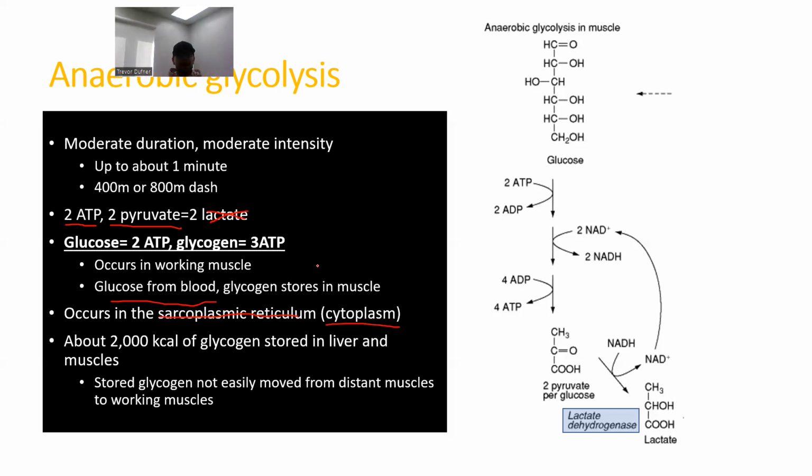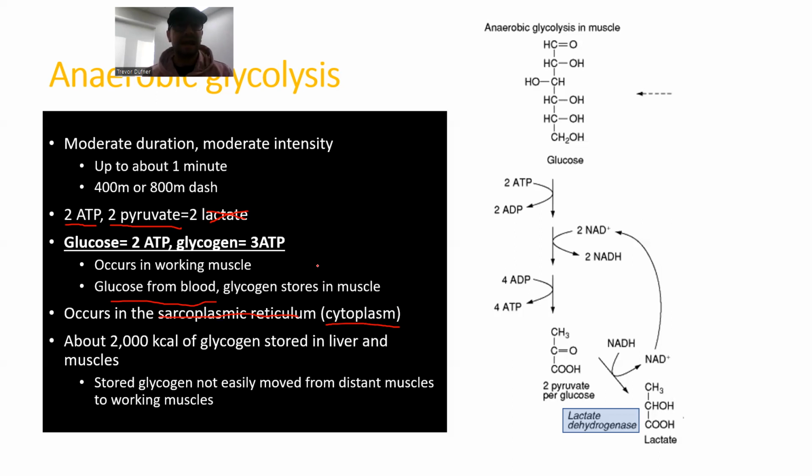And about 2,000 kilocalories of glycogen are stored in the liver and the muscles, and stored glycogen is not easily moved from distant muscle to working muscles. So let's say you're working your legs, what you have to rely on is the stored glycogen within your legs. Let's say you're doing leg extensions to make it more specific. You have to rely on the stored glycogen within your quadriceps muscles for the leg extensions, as well as a little bit on the blood glucose that's already circulating.